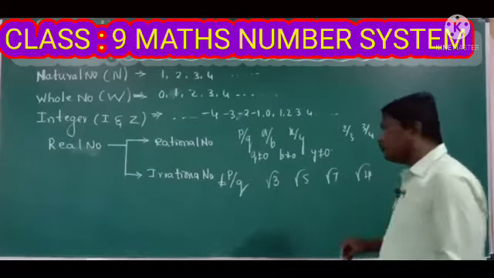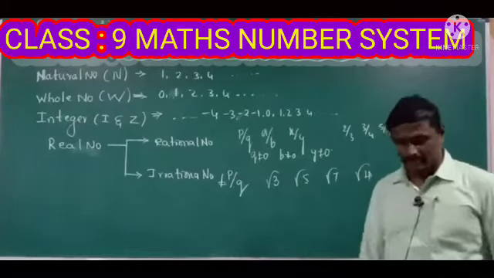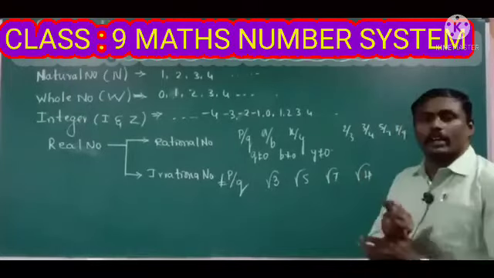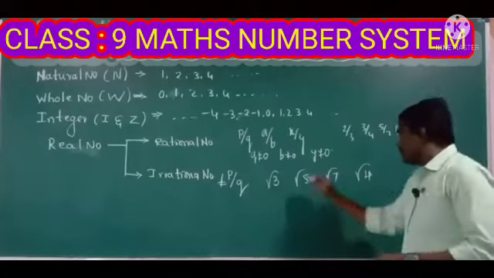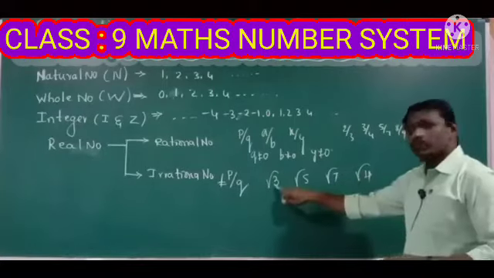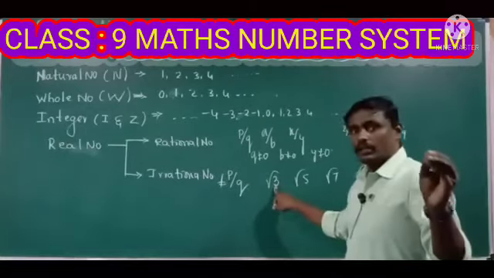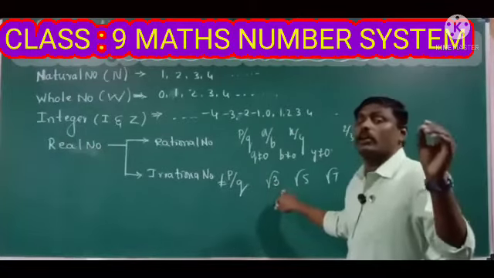Now, is root 4 a rational number or an irrational number? How do you find out whether the given numbers are rational or irrational? Just observe this one. What is the value of root 3? We cannot get any approximate value here, right? We cannot get the accurate value.